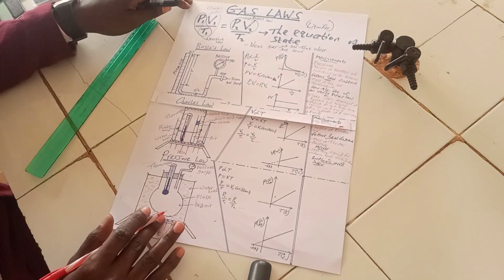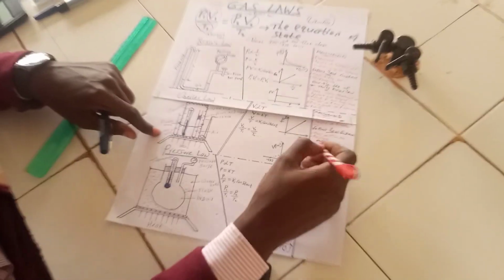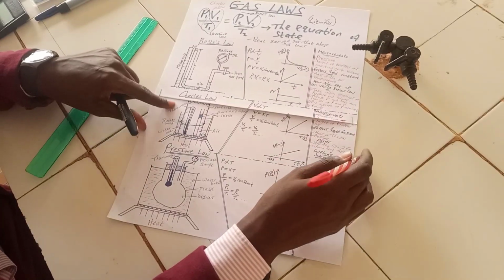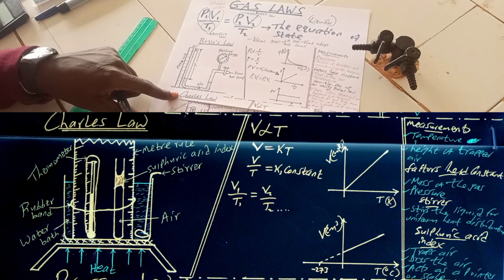So it has two functions. First, if you look at the index here, it is trapping the air. So that means it traps air. The other thing, it dries the air. That air that has been trapped, sulfuric acid acts as a drying agent.